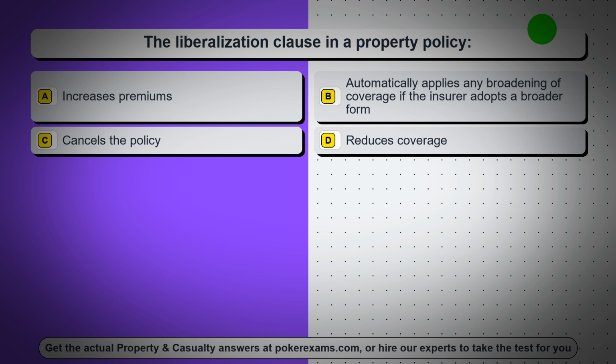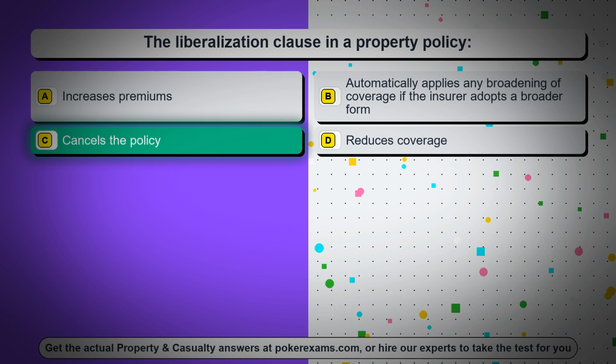Question 78. The liberalization clause in a property policy. Option A, increases premiums. Option B, automatically applies any broadening of coverage if the insurer adopts a broader form. Option C, cancels the policy. Option D, reduces coverage. The correct answer is option C, cancels the policy.